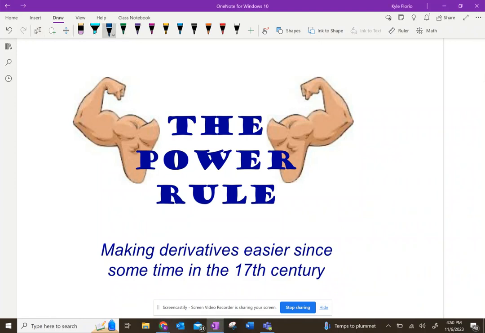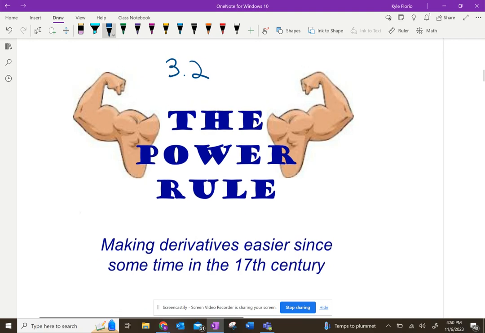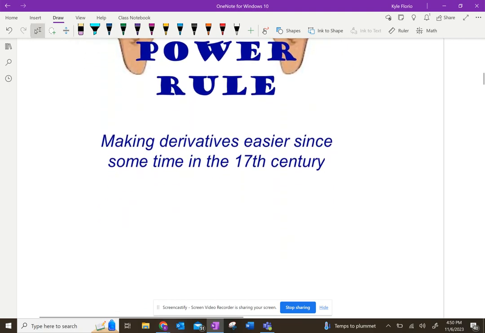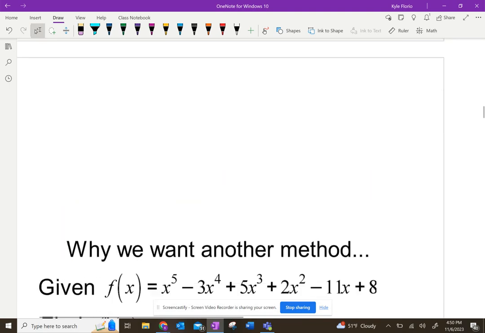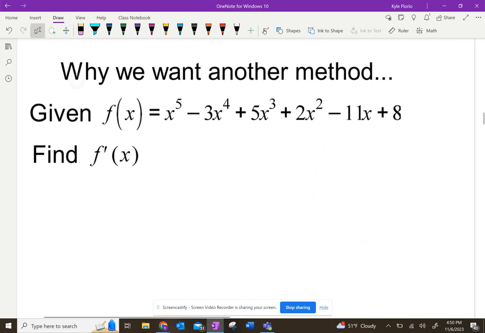All right, welcome calculus. This is going to be section 3.2 where we introduce something called the power rule, making derivatives easier since sometime in the 17th century. So I'm going to start off by showing an example of a function that if I asked you to find the derivative of this function, it would take a lot of work.